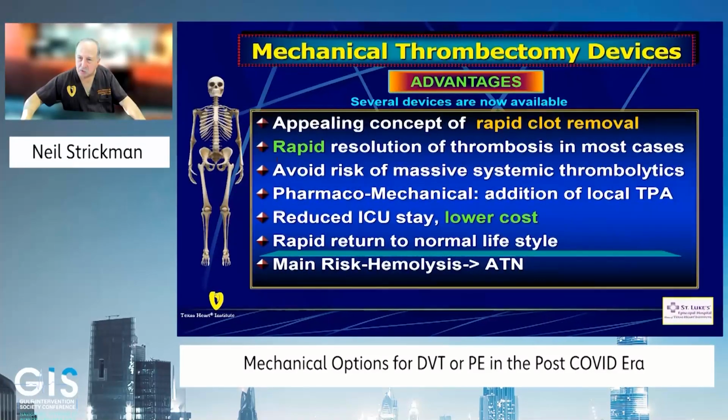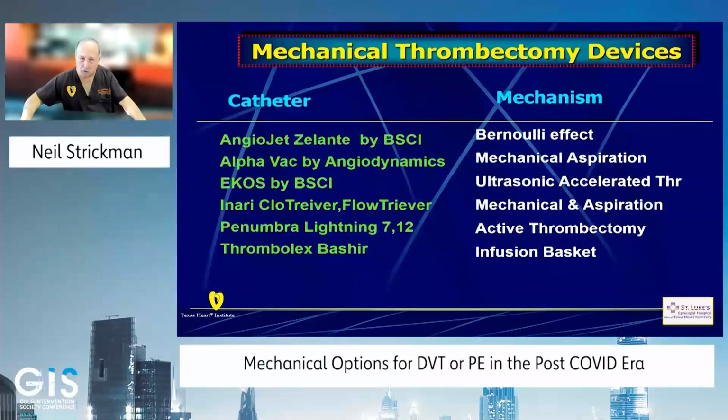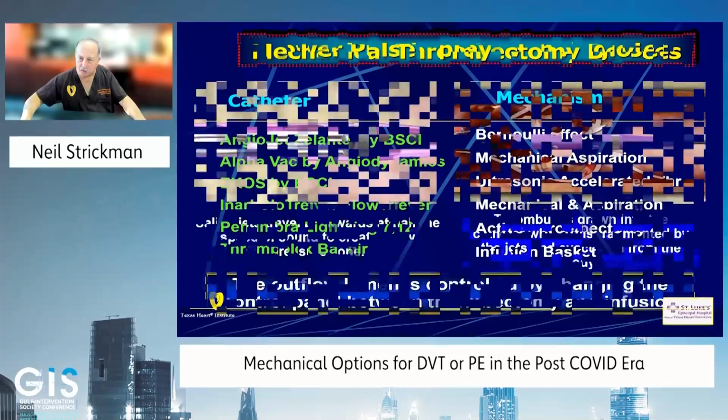The advantages are rapid clot removal, rapid resolution of the thrombosis, avoiding the risk of massive systemic thrombolytics, the addition of local TPA as needed, a reduced intensive care unit stay, and lower cost. I'm going to speak about these 6 catheters as listed up here and show an angio for each of those.